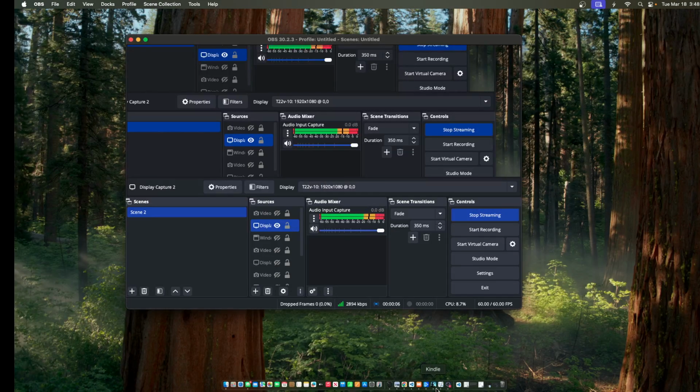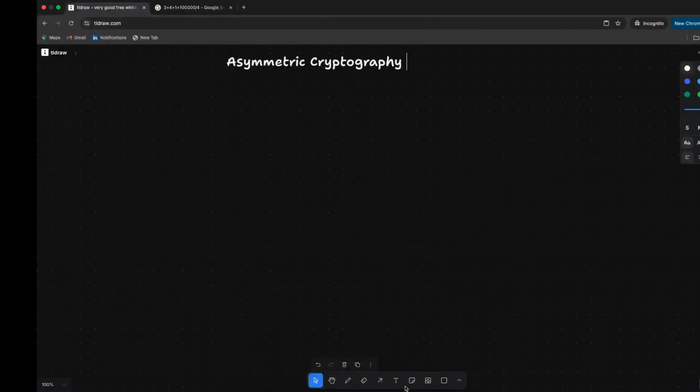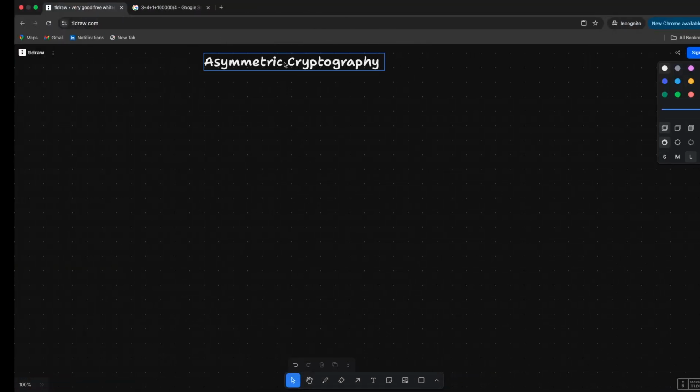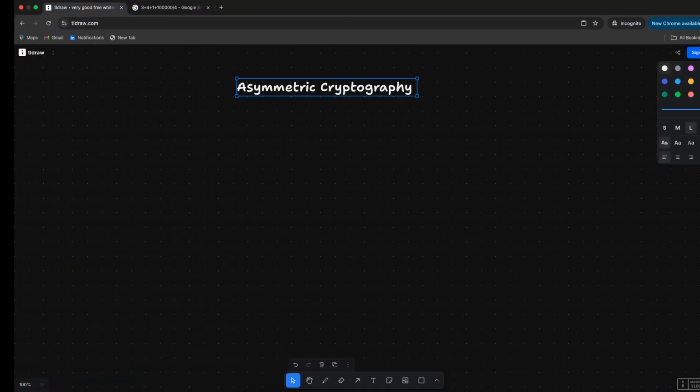So continuing on our journey in cryptography, today we will be talking about what is asymmetric cryptography, and then we will be talking about digital signing, and then a little bit about certificates and which company issues the certificate.